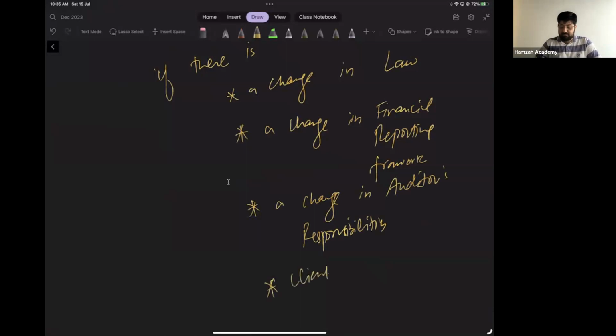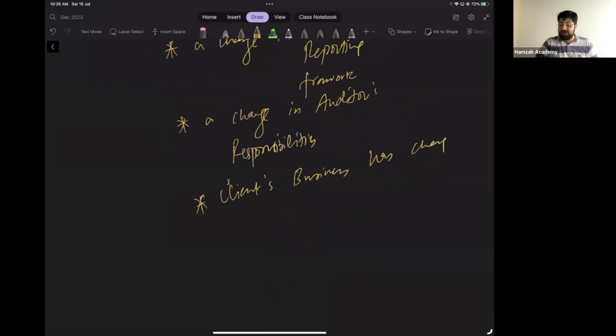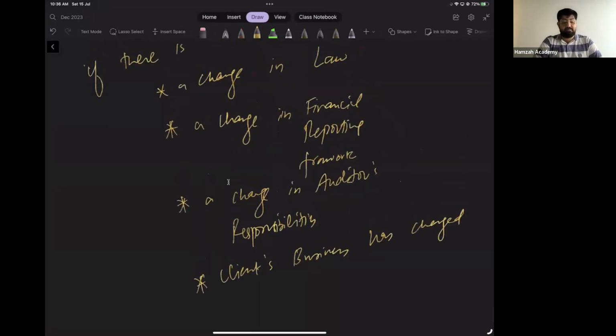The client company we are auditing, its business has changed. It has grown too much, so we need more work. The business nature has changed.